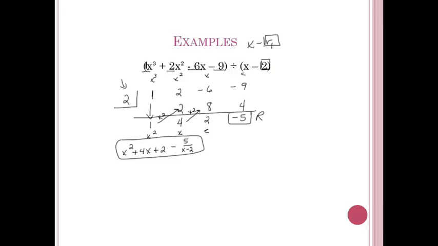Now let's look at that as long division, just to show you that it really does give you the same answer. I'm not going to do that for every problem, I'm just going to do it with this one. So we're going to have x cubed plus 2x squared minus 6x minus 9 divided by x minus 2. So up here we would have an x squared, and that would multiply to give me x cubed minus 2x squared. Change our signs. So that becomes a minus and a plus.